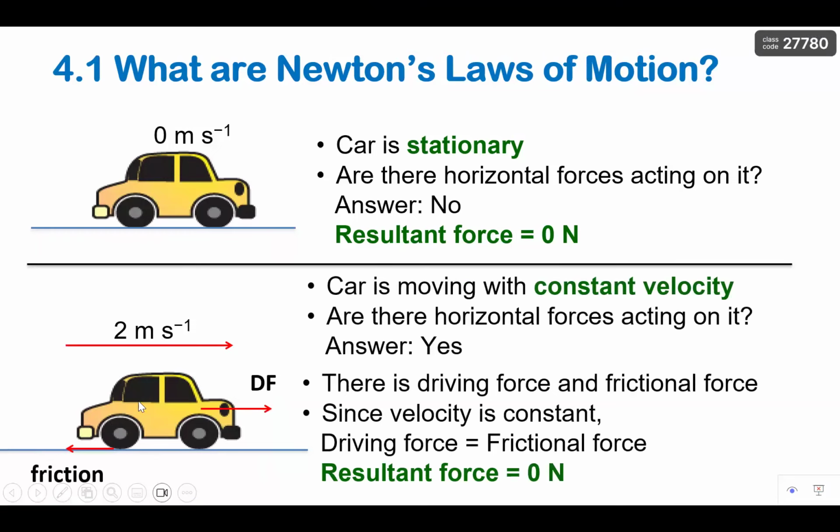And at the same time, I cannot only have a driving force, because if I only have a driving force, then I would have a resultant force acting on this car. But I know that in order for this car to move with constant velocity, I must have 0 resultant force. So there's actually another force acting on this car backwards, which is the frictional force. So the driving force and the frictional force are equal. So the forces are balanced, and the resultant force acting on this car is again 0. That's why this car is moving with constant velocity.